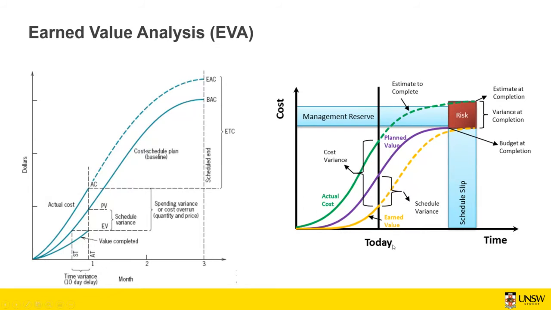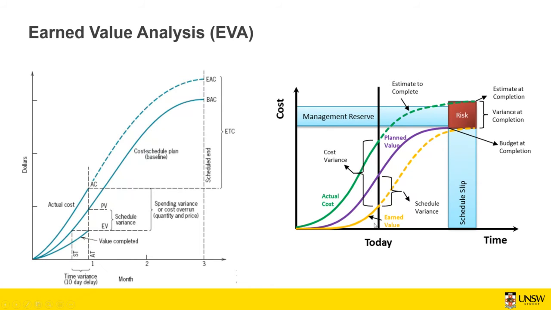This is another graph. As you can see here, again, we've got the plan value, actual cost, and earned value. You have the difference between plan value and earned value, which is the schedule variance, and the difference between the earned value and your actual cost, which is the cost variance. You also have the estimate to complete, which is how much you're going to spend to complete this project. If you add that to your actual cost, this is going to be the estimate at completion. So by the completion of the project, which is going to happen at this time, you're going to spend that much.